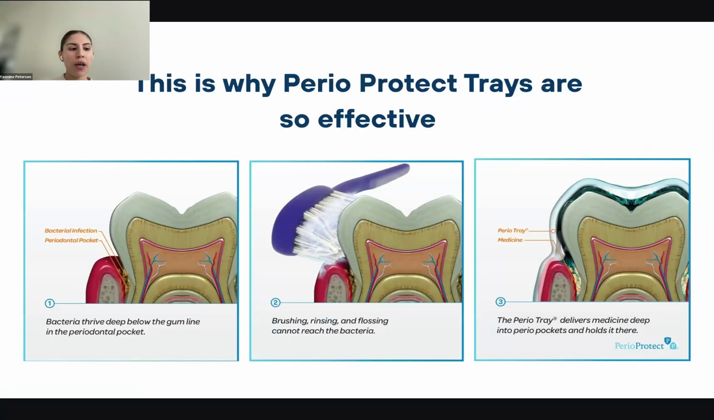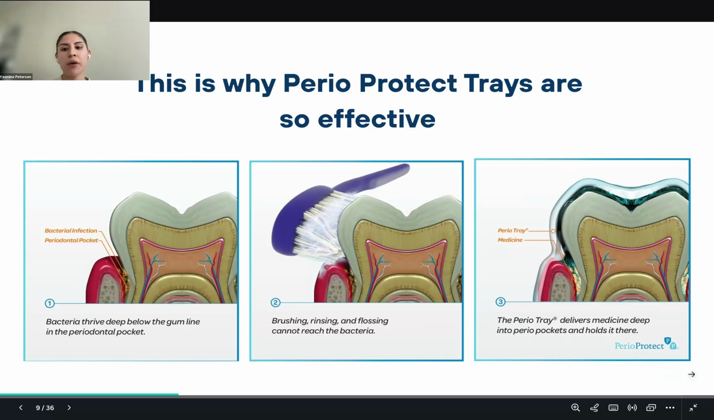So I kind of went over it briefly already, but why are PerioProtect trays so effective? And I think these images are a great visual as to how they work so well. So obviously, bacteria thrives deep below the gum line in the periodontal pocket, and we know that they thrive down there because anaerobic bacteria is usually the bad bacteria, and there's a lot less oxygen deep inside those pockets. And brushing and rinsing and flossing can't reach those areas because it's so far down there.